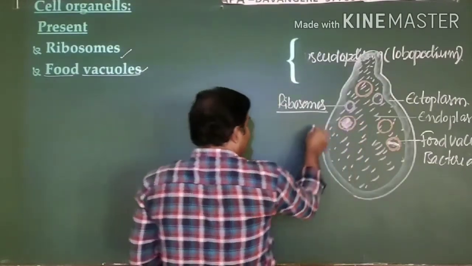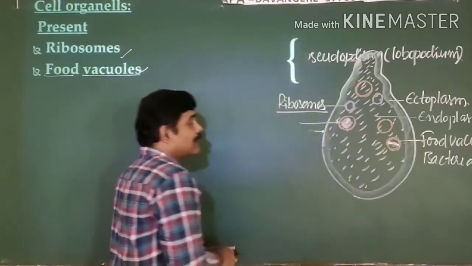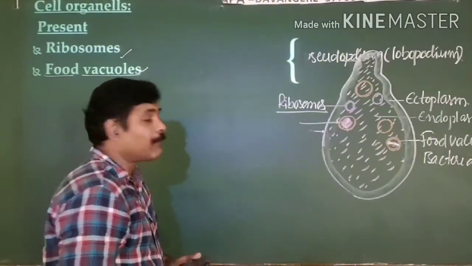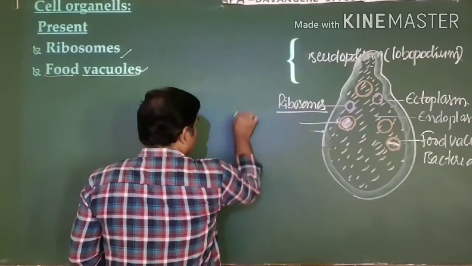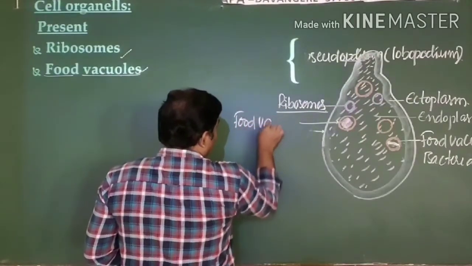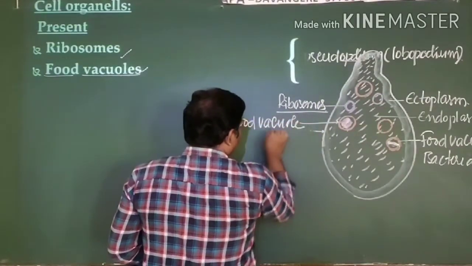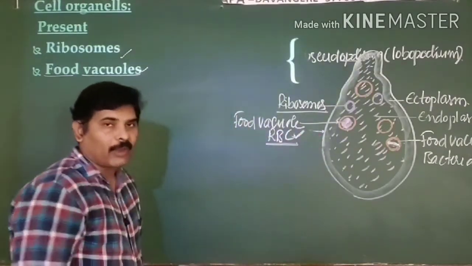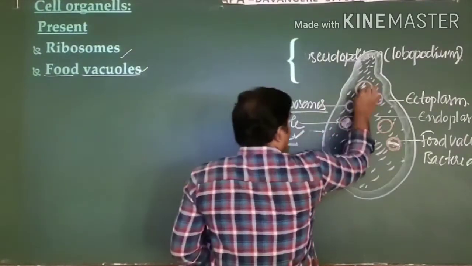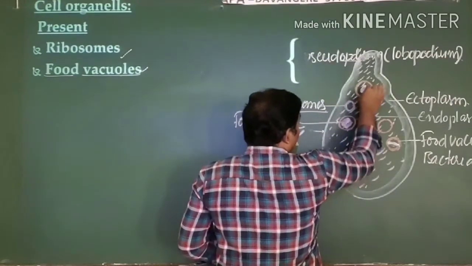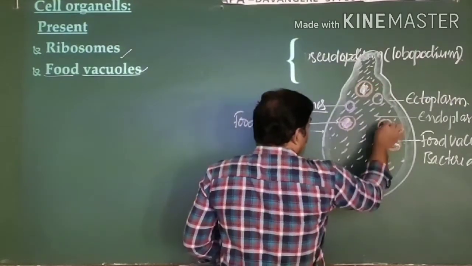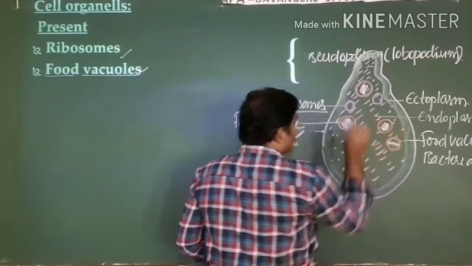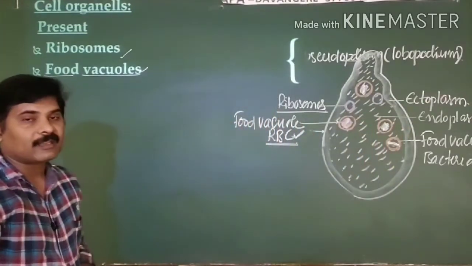This is the unique characteristic feature of Entamoeba histolytica. This is the food vacuole with RBC, red blood cells. It is an important point. Along with that, it has the cellular debris of epithelial cells also.